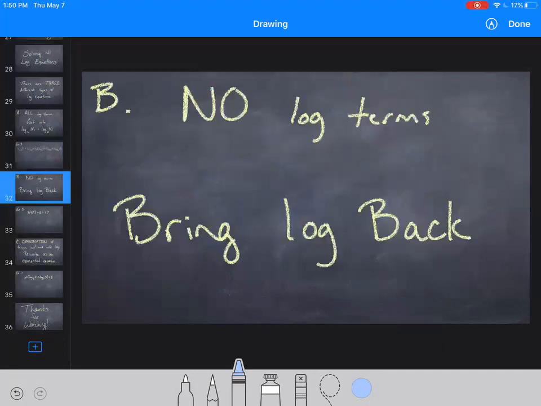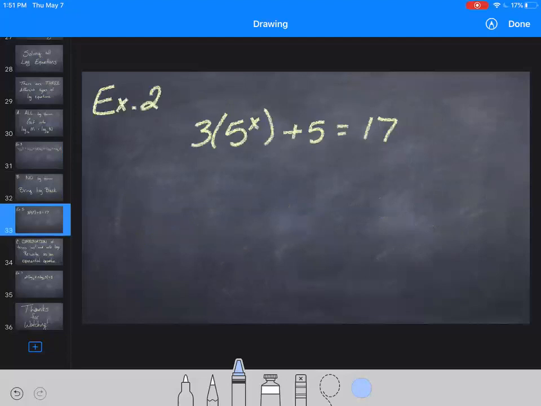The next situation that we might run into is that we have no log terms at all. When there are no log terms, we're going to bring the log back. Let's take a look at example 2. I can tell there's no log terms because I don't see any with the word log. So I have 3 times 5 to the x plus 5 is equal to 17.